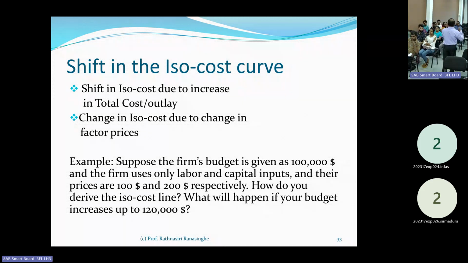Here the capital price is constant, so only the labor price changes. That means the producer can incorporate more labor inputs in the production mix. So instead of shifting, it rotates the isocost from the labor axis to the right. So those things can happen.